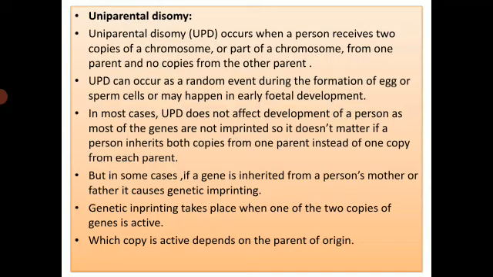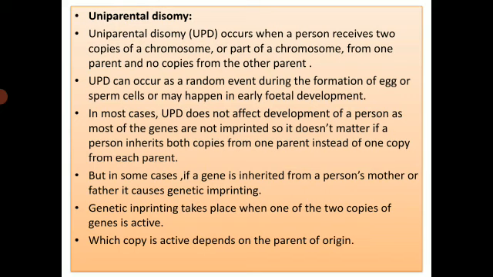Today we are going to learn about uniparental disomy. Now, what exactly is uniparental disomy? In short form, you can call it UPD, which occurs when a person receives two copies of chromosomes or part of chromosomes from one parent and has no copies from the other parent. Okay, so the person has the chromosome set from only one parent. Suppose he receives both sets from the father, he will not receive any from the mother.